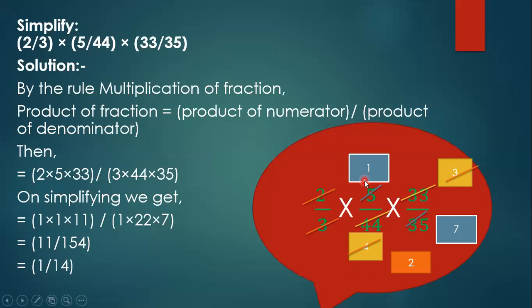What are we left with in the numerators? Nothing, that is 1, 1 and 1. 1 multiplied by 1 multiplied by 1 gives me 1 in the numerator, and denominator 1, 2 and 7, which gives me 14. Children, don't you think that if you learn this concept of cancelling out, it's going to become extremely simple for you? Yes or no? All right.